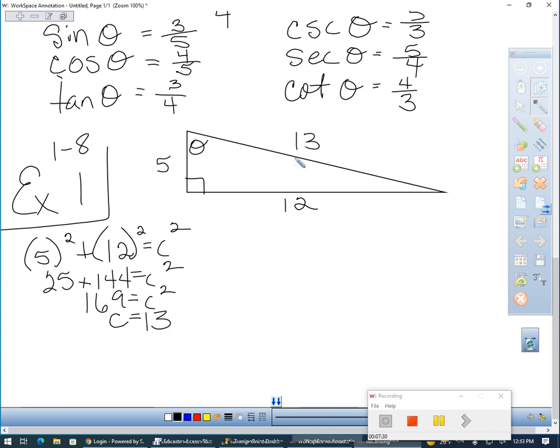So now we're going to do our 6 trig functions. The first one is sine, the sine of theta. And again, you have to go to where your theta is. It is opposite over hypotenuse. Or in this case, 12 over 13. Cosine of theta.